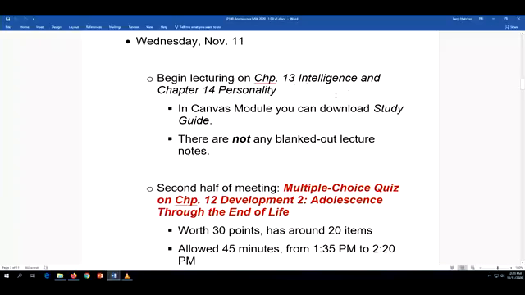Go to the Canvas module for this week. You should be able to download the study guide that tells you what you need to worry about when reading Ettinger's textbook. As always, the study guide will point out what's relevant in Ettinger's textbook, but not necessarily what's relevant in my lecture. There are not any blanked out lecture notes for this unit. Instead, I'll show my notes on the document camera, and you'll take notes at home as you watch Echo 360 or here in class with your laptop in front of you. So that's the first half of today, lecturing on, I'm actually going to start with Chapter 13, Intelligence.